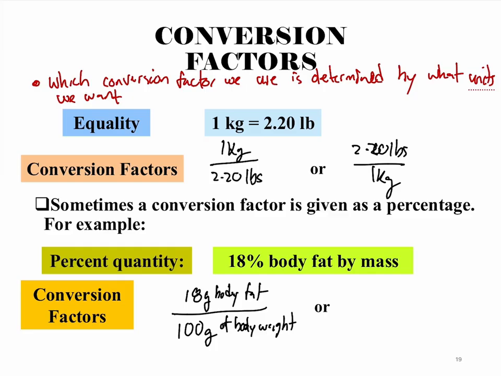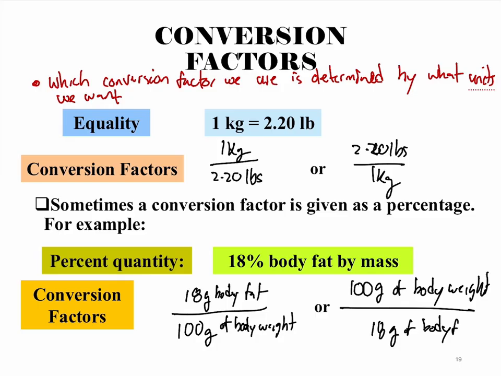And then we would also have another conversion factor for this. What would the other one be? 100 grams of body weight per 18 grams of body fat. So for example, if you knew this percentage for someone, and you wanted to find their total body weight based on how many grams of body fat they had, you would use this conversion factor to give you the total amount of body weight.